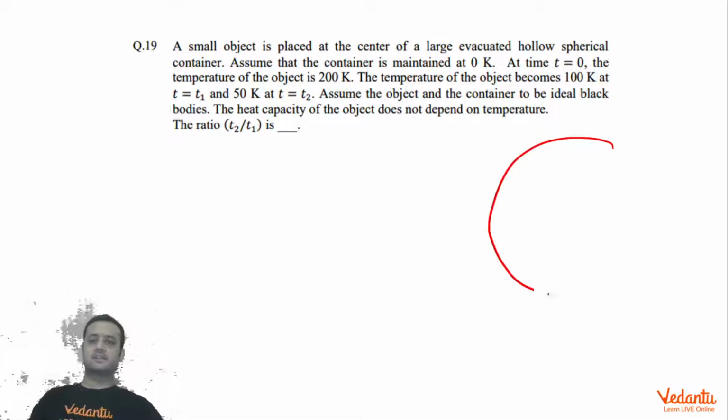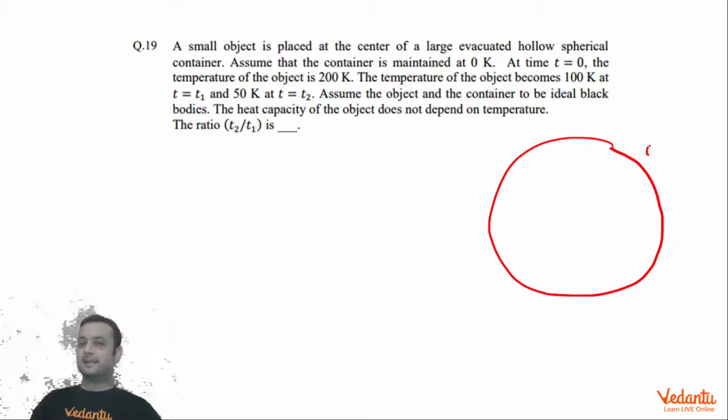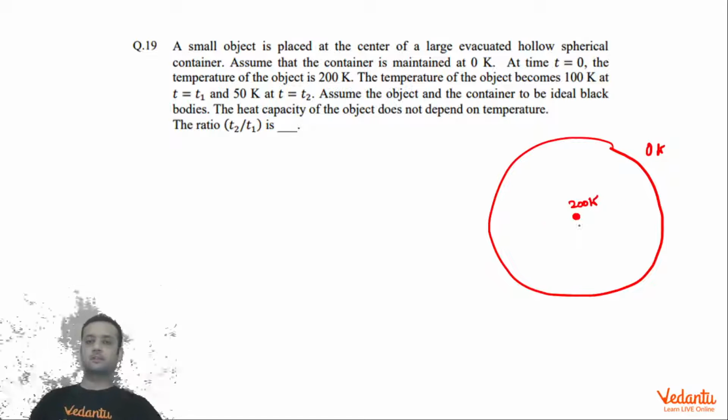There's a large sphere which is maintained at 0 Kelvin. At the center, we have kept a very small object whose initial temperature is 200 Kelvin. Both of them, the sphere as well as the small object, we have to treat as black bodies. At t equals 0, the temperature of the small object is 200 Kelvin. The sphere will be maintained at 0 Kelvin.